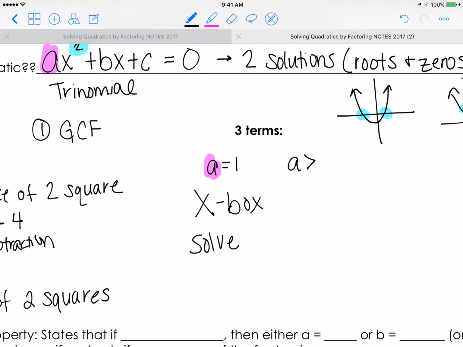And then you have A is greater than 1. So what if it doesn't equal 1? What if it's greater than 1? Then we have what is called a slide and divide method.